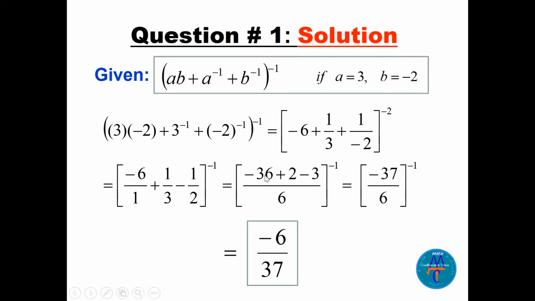So we get minus 36 plus 2 minus 3 over 6. Now, when you add this, you get minus 37 over 6. See the question here, the whole power is minus 1. So we invert the whole fraction. So we can leave the minus here, or we can say 6 over minus 37, or minus on the line, 6 over 37. That's the answer for question number 1, which is considered an easy question.